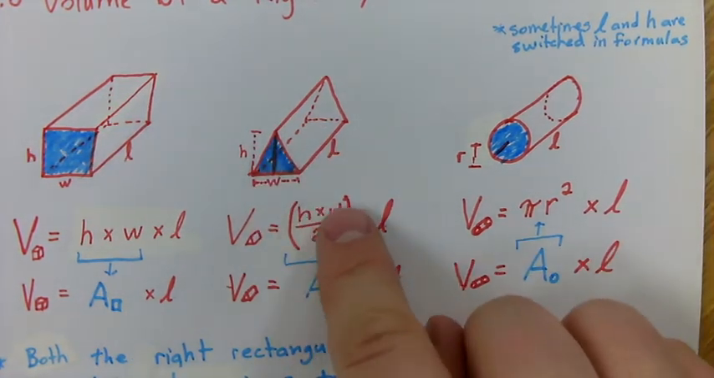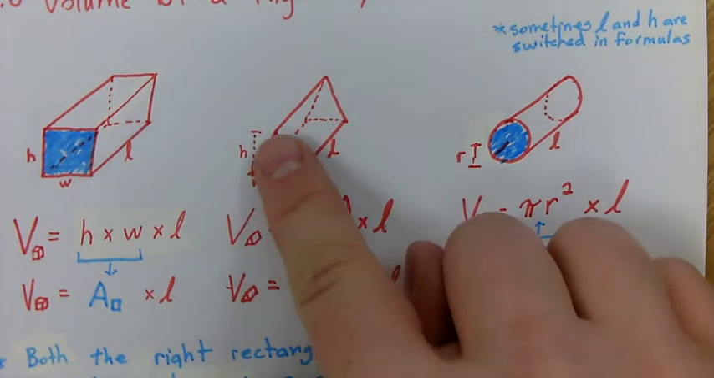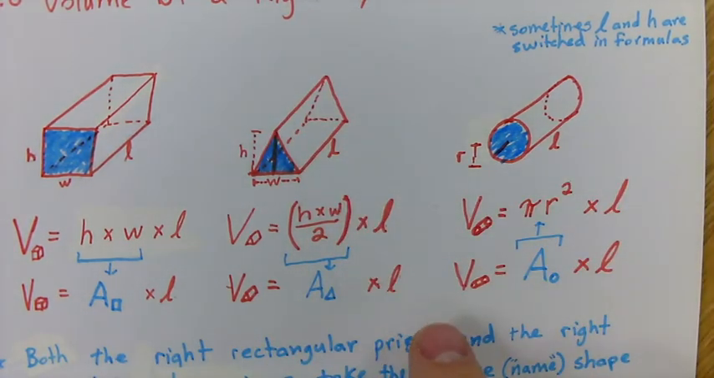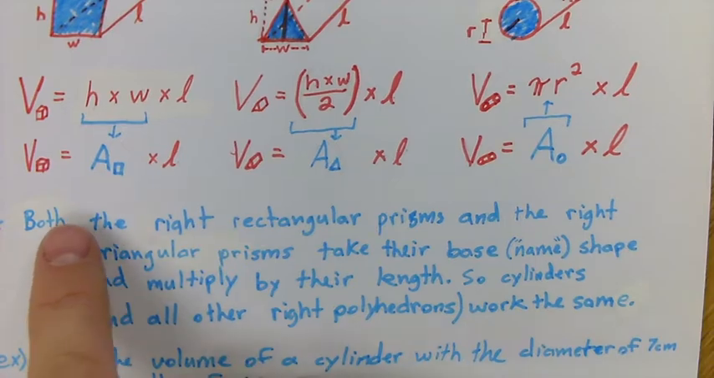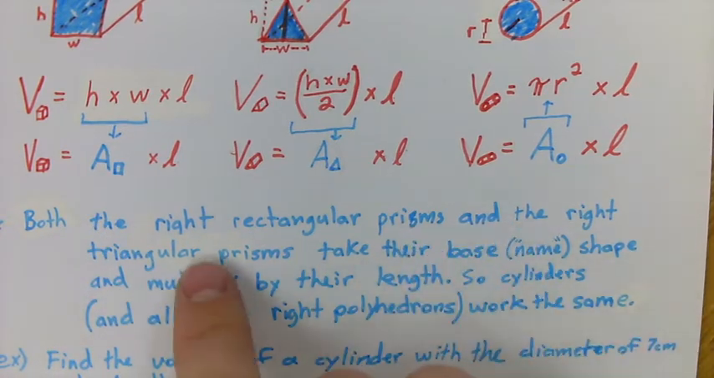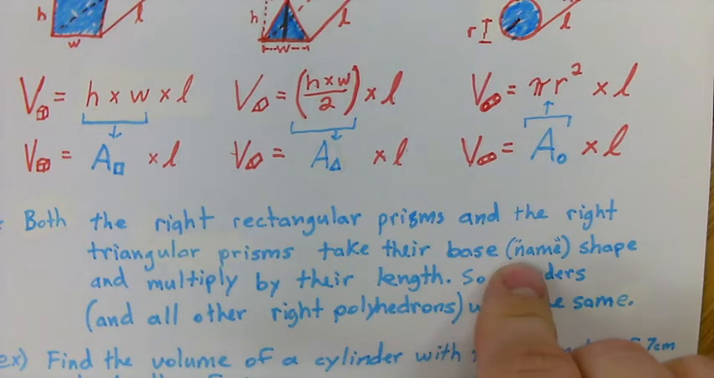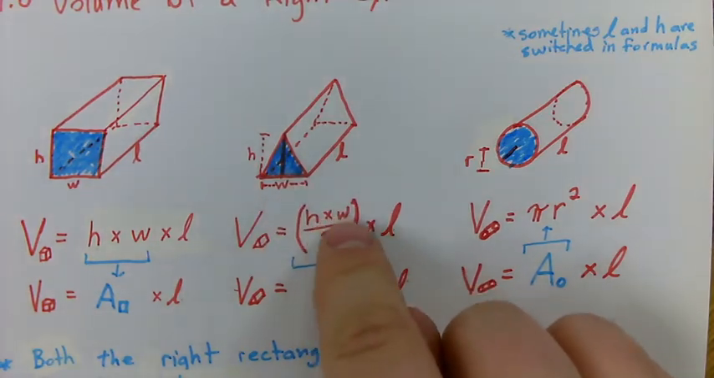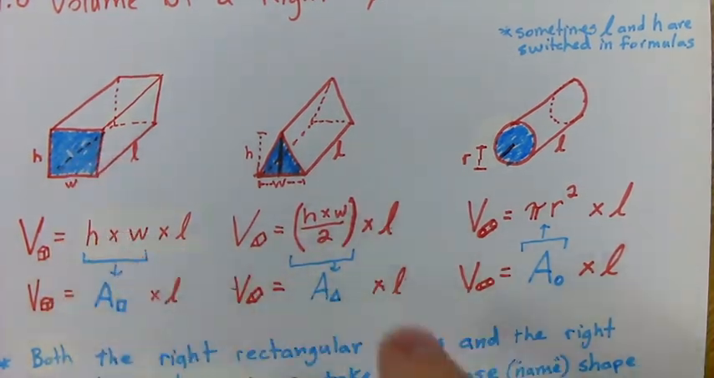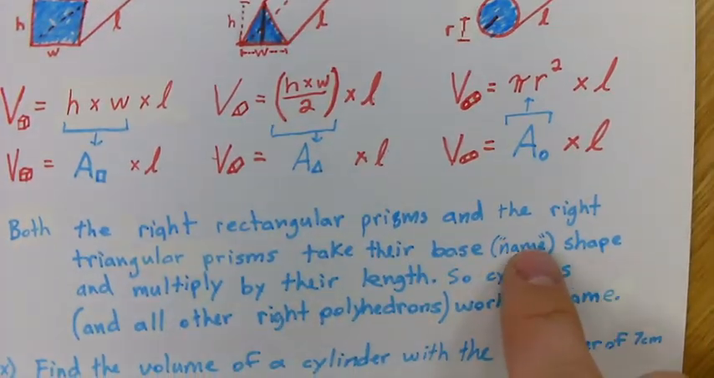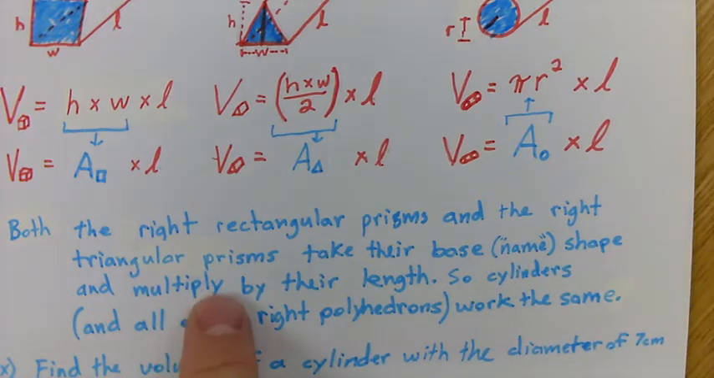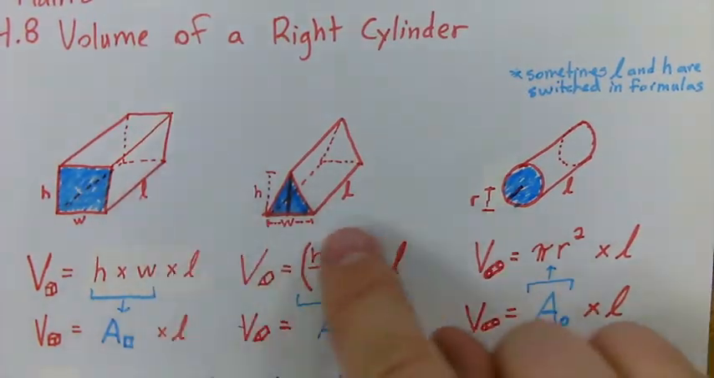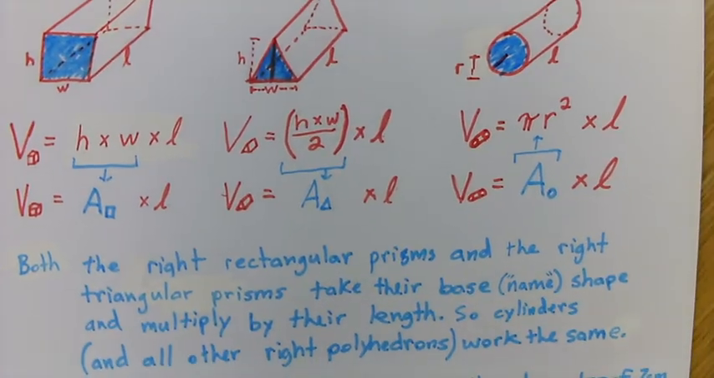Same way here, we take the area calculation and we multiply it by the length. The same thing is true. Think about this. Both the right rectangular prisms and the right triangular prisms take their base, the thing they're named after, the triangle's area or the rectangle's area, their base shape, and multiply by their length. So that length that they have there, they multiply by it.